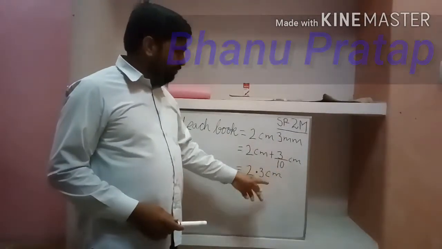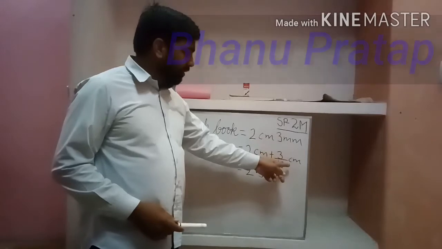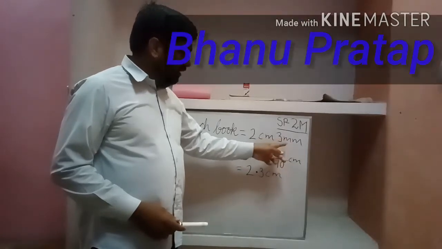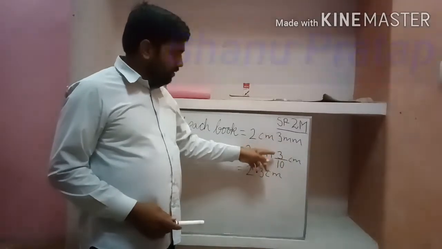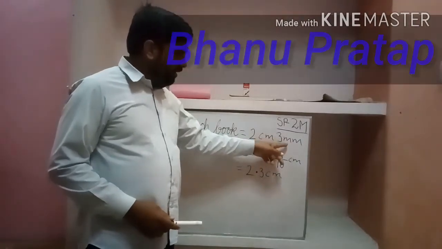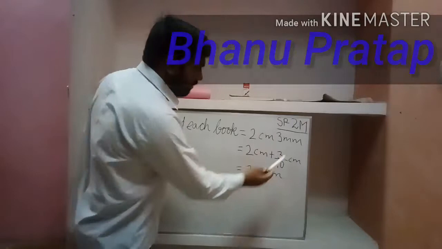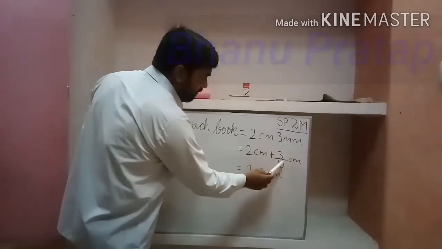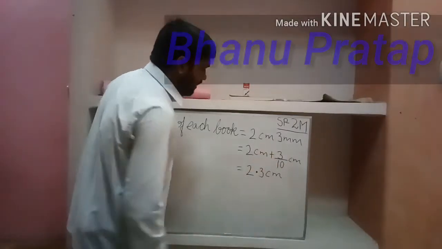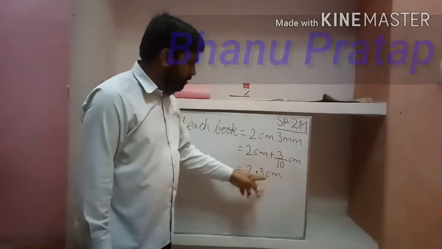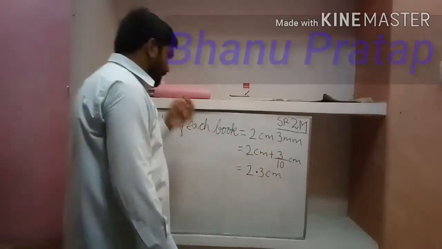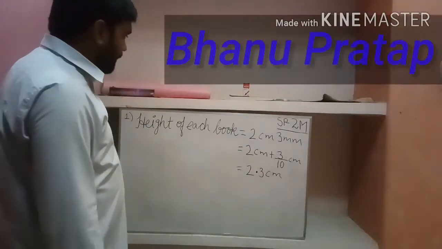Now as you know, 10 millimeter makes 1 centimeter. So to convert the smaller unit into bigger unit, we have to divide by 10 with the relation. So 1 millimeter is equal to 1 by 10 centimeter. So in the place of 1 millimeter, we have 1 by 10. That is 3 by 10 centimeter. Now 3 by 10 is 0.3. So 2 centimeter plus 0.3 centimeter gives you 2.3 centimeter. So that is the thickness of each book.